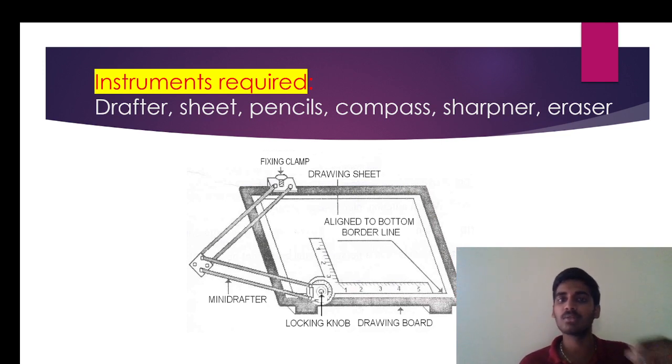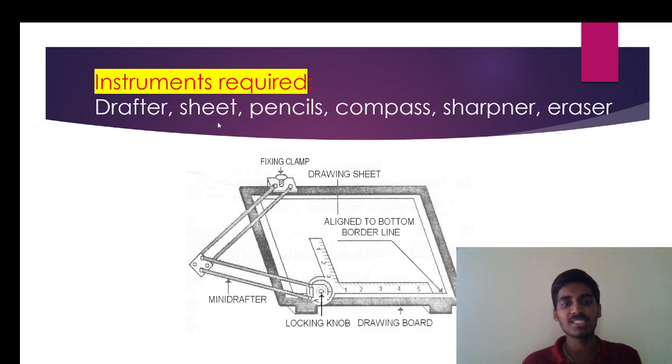If it is either above 0 or below 0, your drafter has an error, and you should reduce that error. Here the locking knob is there, and another screw will be there; you should loosen it. Again you should keep the zero near that mark, and fix it tightly again, so that your error will be minimized.